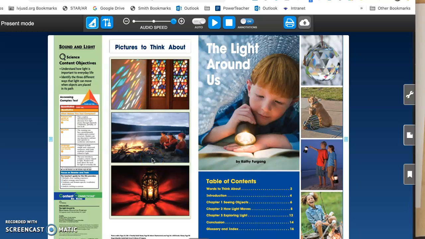First graders, this lesson is on using a table of contents from the text, The Light Around Us. So we're going to look at the table of contents, and I'm going to ask some questions to get you thinking about how you can use the table of contents to help you when you're looking for specific information in the text. And then you have a worksheet from your comprehension packet that you're going to do.